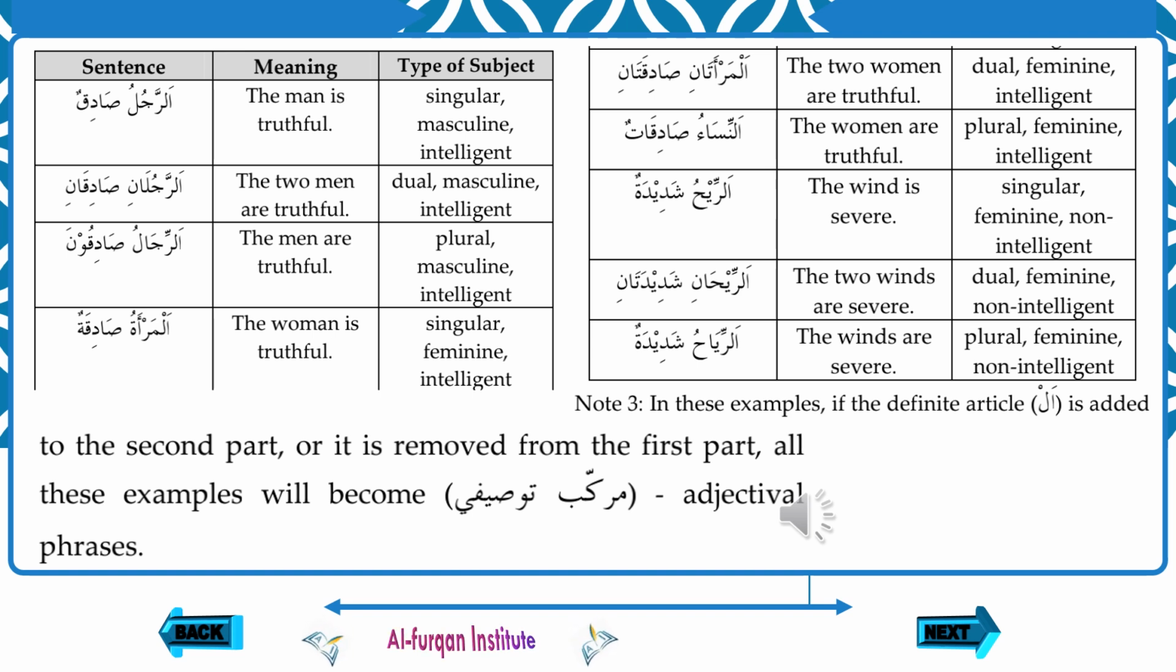So we have a nominal sentence, jumla ismiyya. In the example of ar-rajulu sadiqun, the man is truthful, that is singular, masculine, and intelligent. Ar-rajulu is definite because of al, which is called mu'arraf bil-lam. Sadiqun is indefinite, which is the predicate. That's why it is a full sentence.